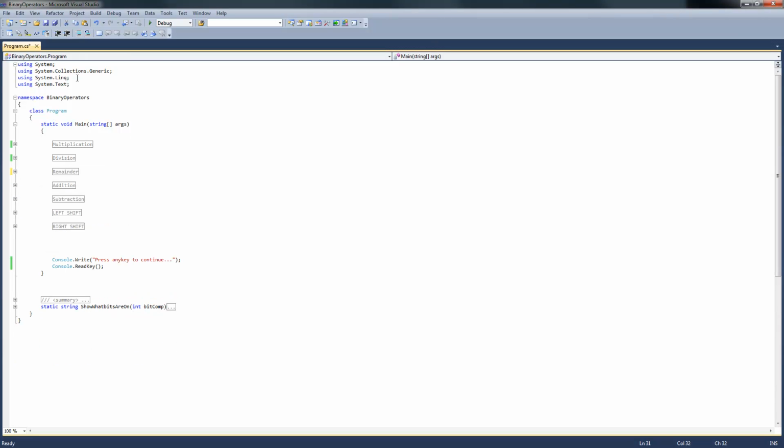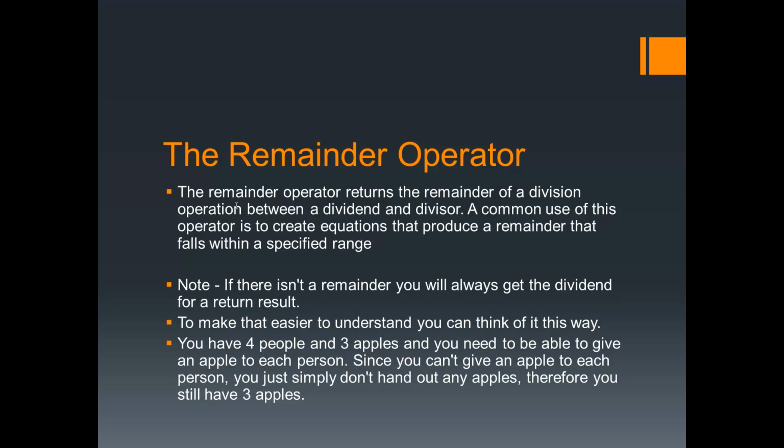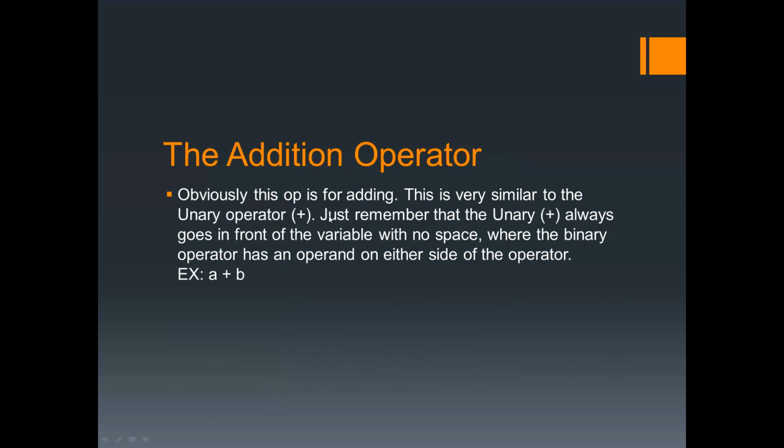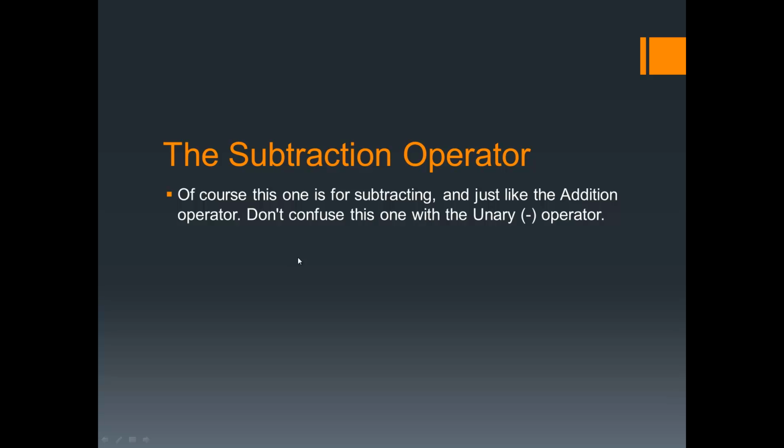To our next ones, the next two are going to be addition and subtraction. Very simple. Everybody knows how to add, everybody knows how to subtract. Obviously this operator here is for adding. This is very similar to the unary operator plus, but just remember that the unary operator always goes in front of the variable with no spaces, where the binary operator has an operand on either side of it. An example would be a plus b. The subtraction operator is just like the addition, except it's for subtraction. Don't confuse this one with the unary minus operator. Be careful of that.